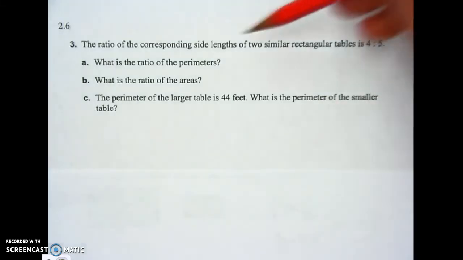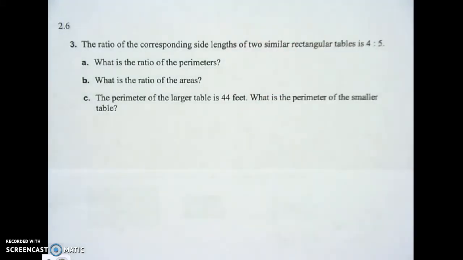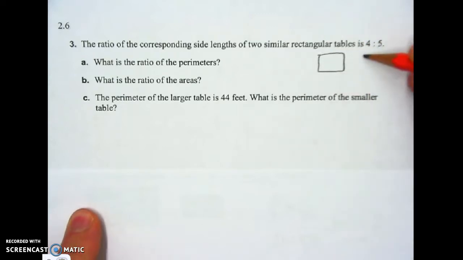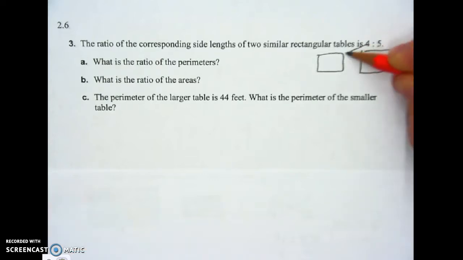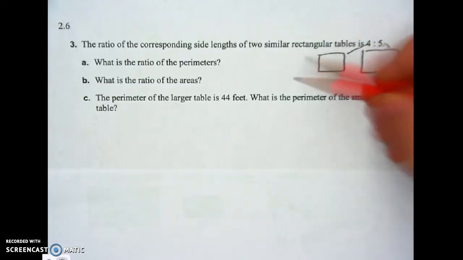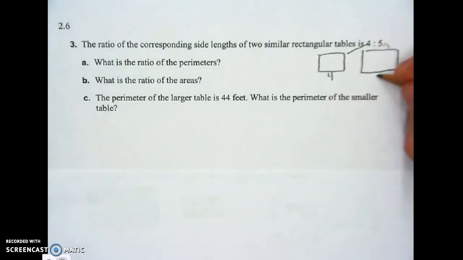All right, let's read this all the way through, and then we'll start answering the questions. The ratio of the corresponding side lengths of two similar rectangular tables is 4 to 5. So I'm just gonna draw a little picture. Here's a rectangle. Here's one that's just a little bit bigger. We know this 4 is going to go with this one, and the 5 is going to go with this one, just the corresponding side lengths. So let's maybe label this a 4, and label this a 5. So we got ourselves a little picture there.